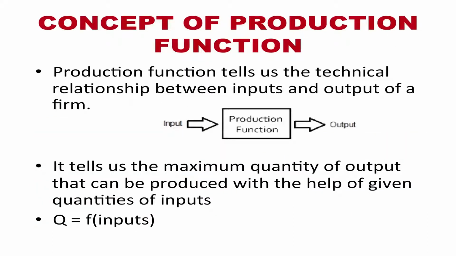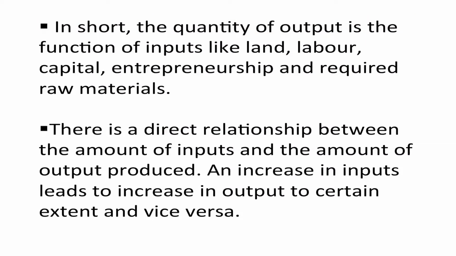The production function tells us the technical relationship between inputs and output of a firm or a producer. It tells us the maximum quantity of output that can be produced with the help of given quantities of inputs. In short, the quantity of output is a function of inputs such as land, labor, capital, entrepreneurship and required raw materials. There is a direct relationship between the amounts of inputs and the amount of output produced.